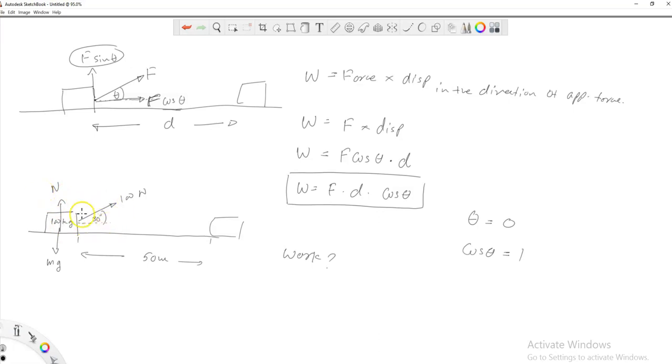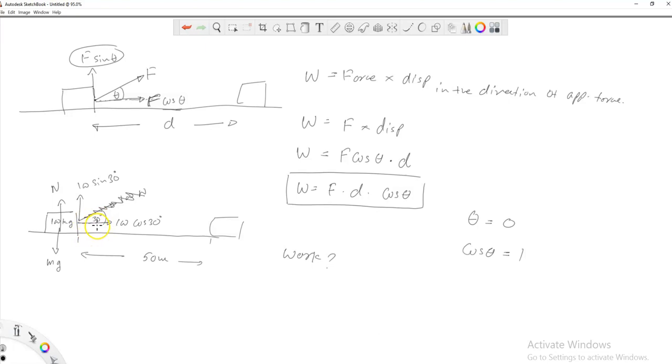We can divide this 100 into components: 100 cosine 30 and 100 sine 30. Now once you do that, we can forget about this main force. Now we have these four forces, right? The cosine component, or the x component, the y component, the weight, the normal force. It says there is no friction, so there are no other forces. So only four forces.